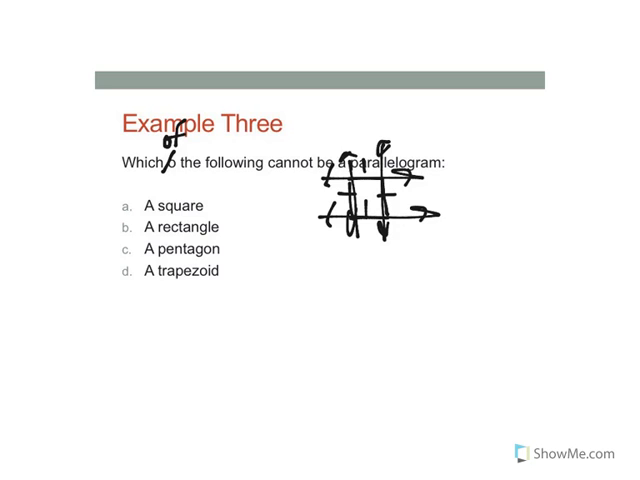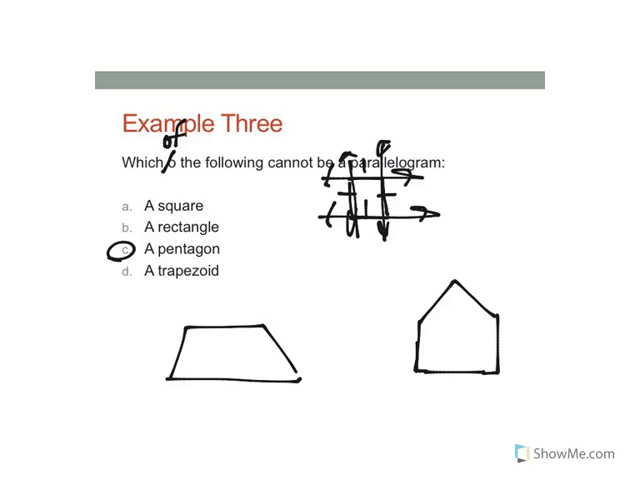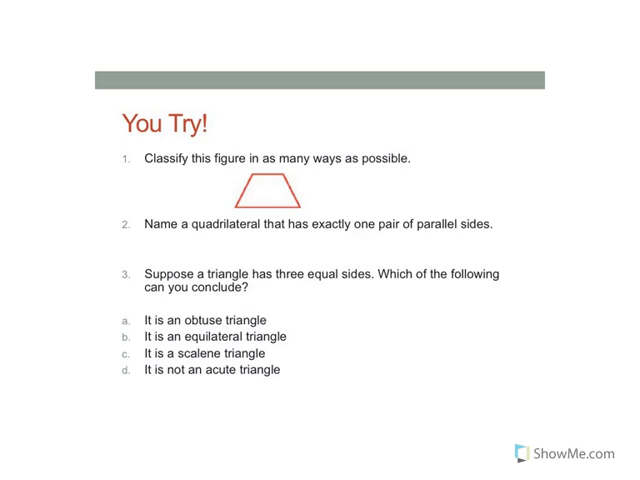If we think about a pentagon, okay, if we're focusing on quadrilaterals, a pentagon is not a quadrilateral because it's not a 4-sided figure. And also, if we think about our trapezoid, a trapezoid has exactly one pair of parallel sides, and a parallelogram has two pairs of parallel sides. So a trapezoid also cannot be a parallelogram. Now pause the video and try these 3 questions on your own.